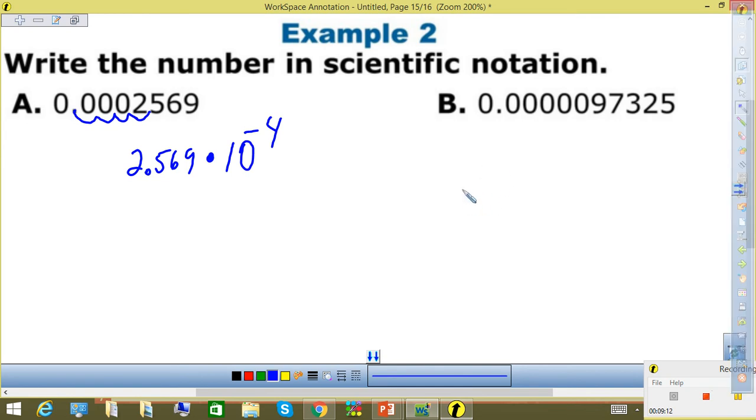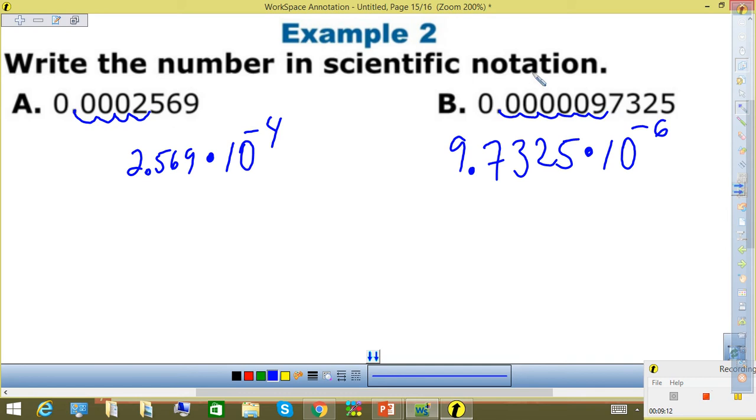What'd you get for this one? Michaela, what was your number? 9.7325 times 10 to the power of negative 6. Let's see. 1, 2, 3, 4, 5, 6. And it's going to the right, so it is the negative. Hands if you got that. That is correct. Everybody got it? Fairly simple, right? It's just doing the opposite of what we did with the positives.